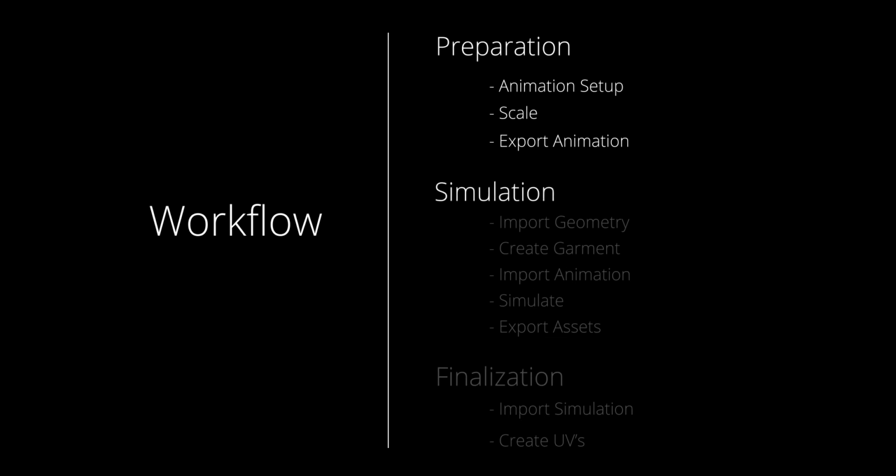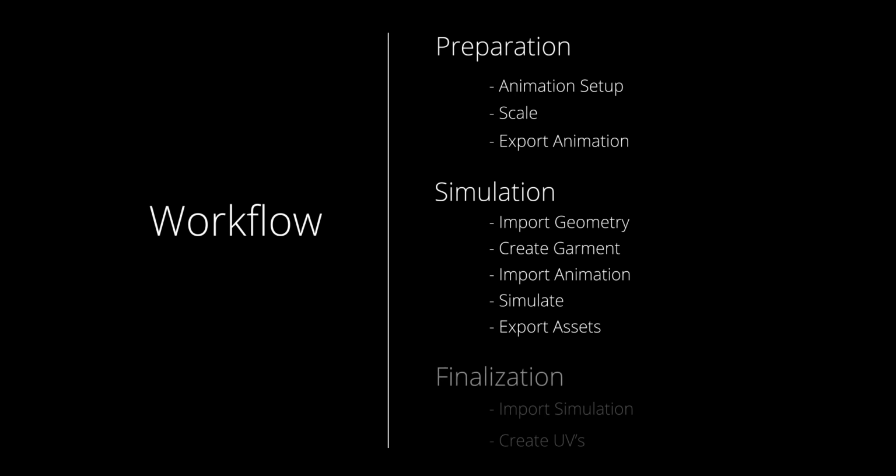So the first thing we're going to do is import our geometry into Marvelous Designer, and then create our garment as complex as you need or as you want for your character. And then once that is done, you can start simulating. The first step there would be to import your animation and then simulate it. There's a couple different steps there, but it's pretty straightforward. And then from there, you're going to export your simulation and a couple different things back into Maya.